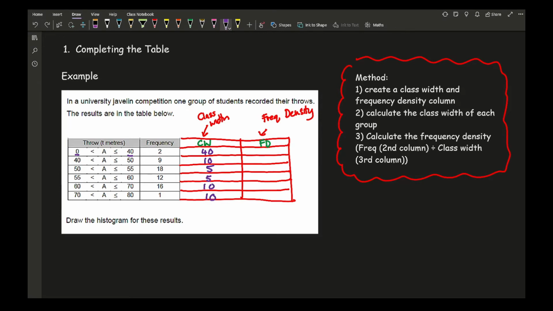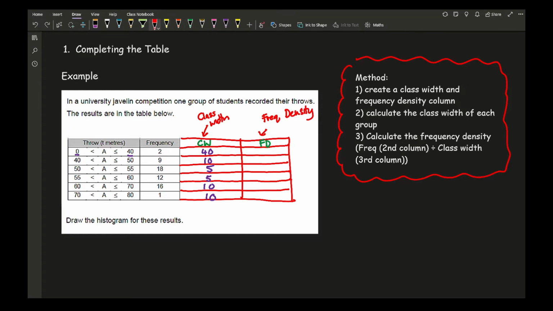And again, now what you should find is that all the class widths should have a common factor. So for example here, a common factor between all my class widths is 5, but again, that's going into high level histograms, something you should be aware of. So you shouldn't just have random numbers, they should all be multiples of one general number, preferably not 1 or 2. So the next thing we then need to do is work out the frequency density.